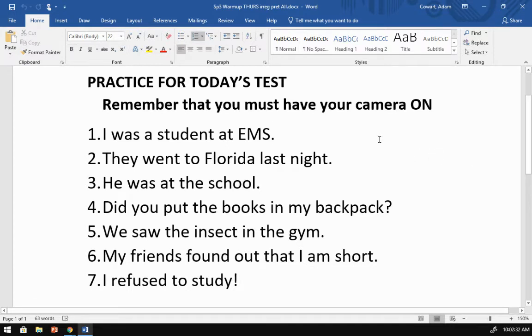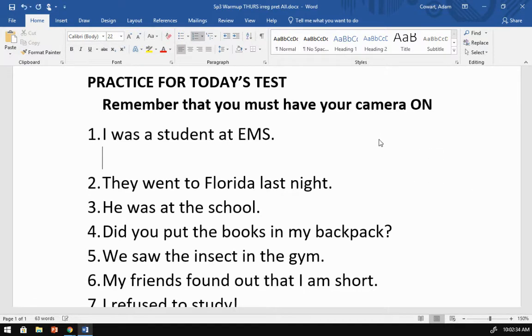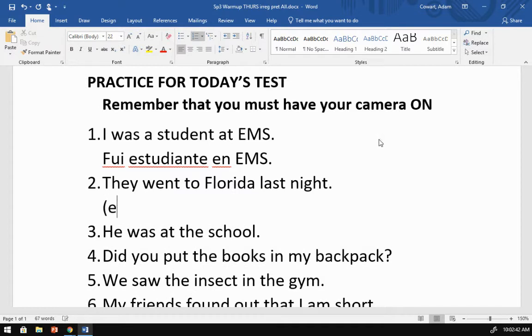All right, first one. I was a student at Evans Middle School. Yo fui estudiante en Evans Middle School. They went to Florida last night. Ellos fueron a Florida anoche. Fueron a Florida.